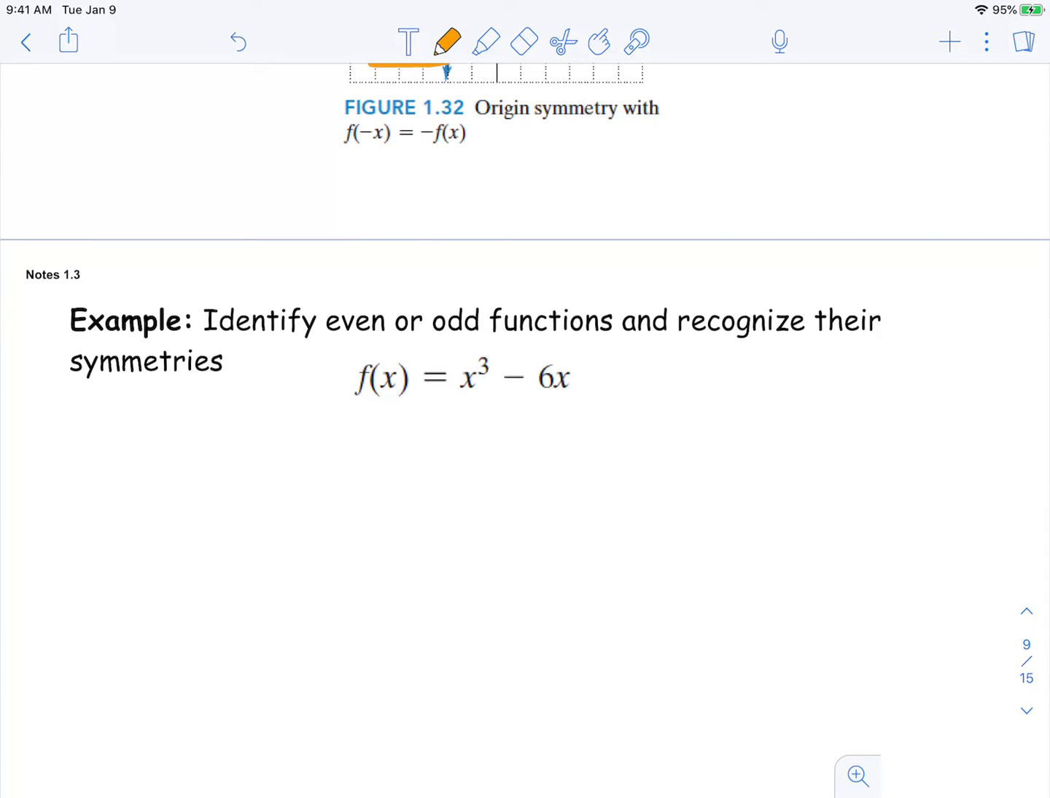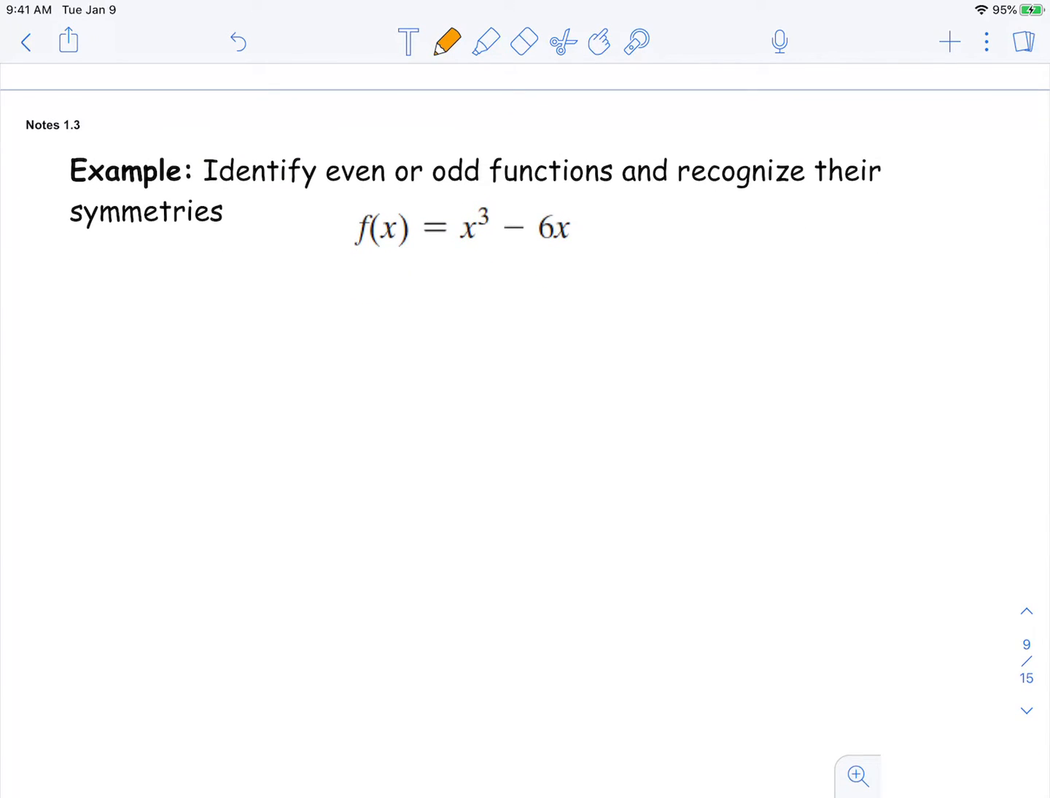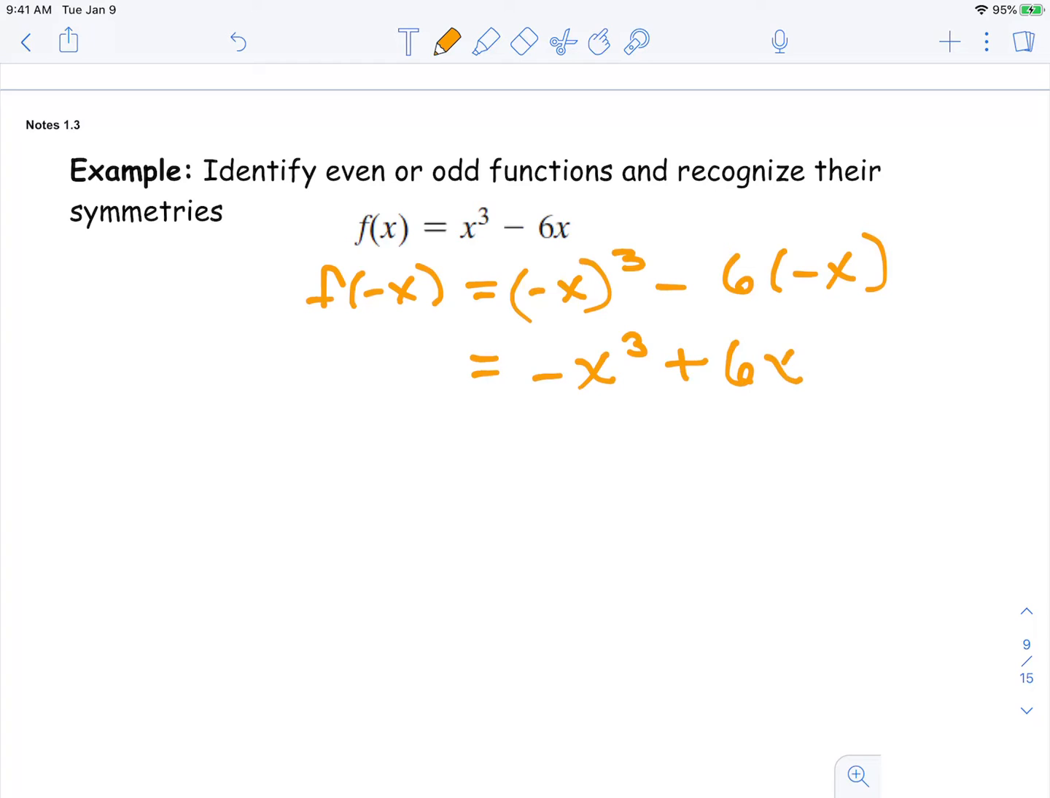So we're going to go ahead and do this example. It says even or odd functions and recognize their symmetry. So we're going to evaluate the function for negative x, and then simplify it. Negative x times negative x times negative x is negative x cubed. -6 times +x is +6x. We did not get our original function back, but now let's go ahead and take out a negative.